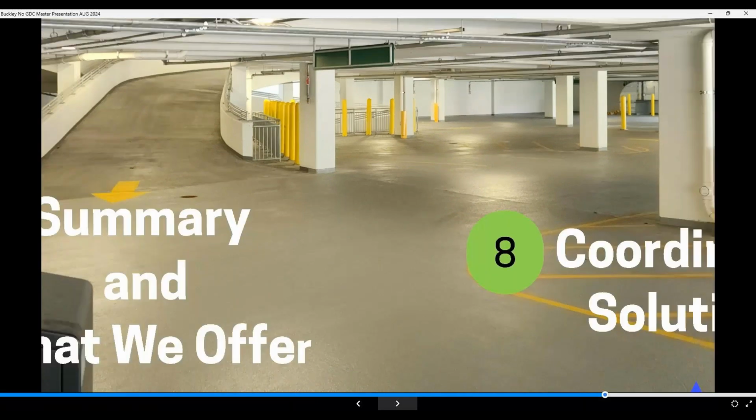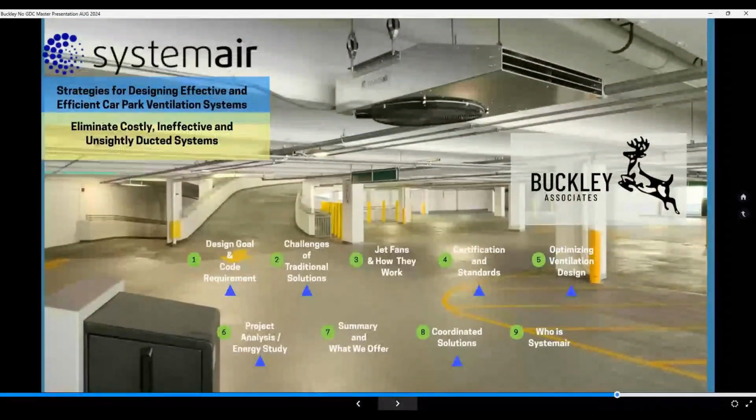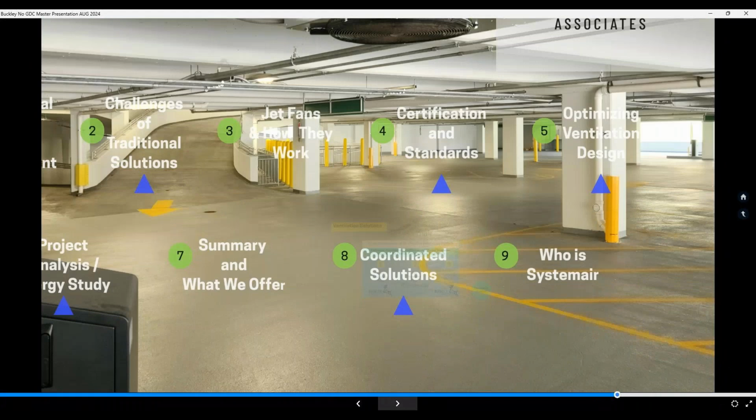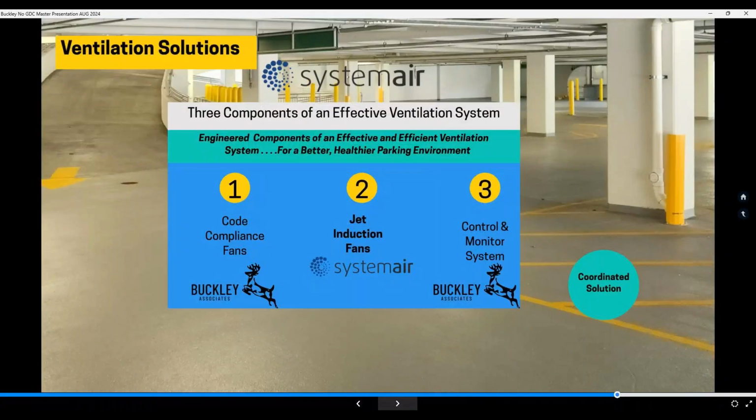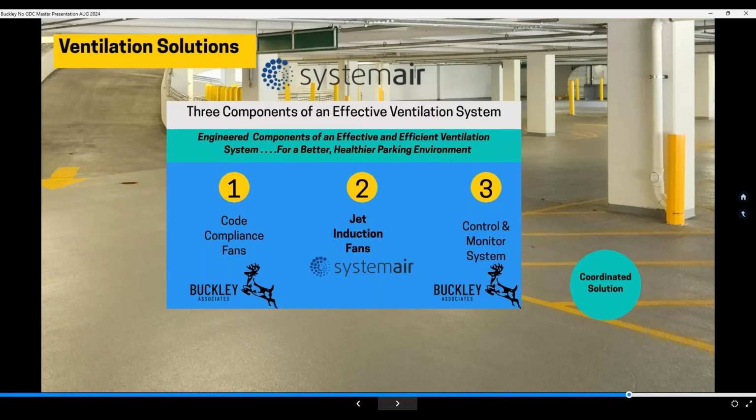But now let's talk a little bit about the coordinated solutions that we provide. Again, as Dean said earlier, and what I just said a moment ago, it's an overall solutions-driven package, a systems solution. Code compliant fans brought to you by Buckley, control and monitoring system brought to you by Buckley, and the jet fan induction systems brought to you by SystemAir. That's how you create a healthy indoor parking environment.